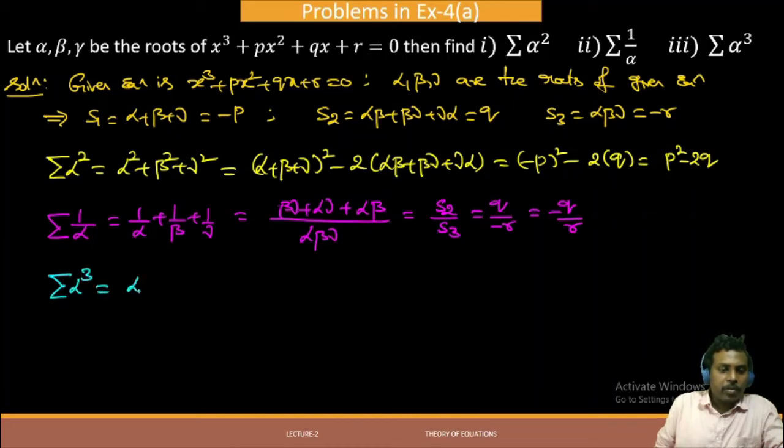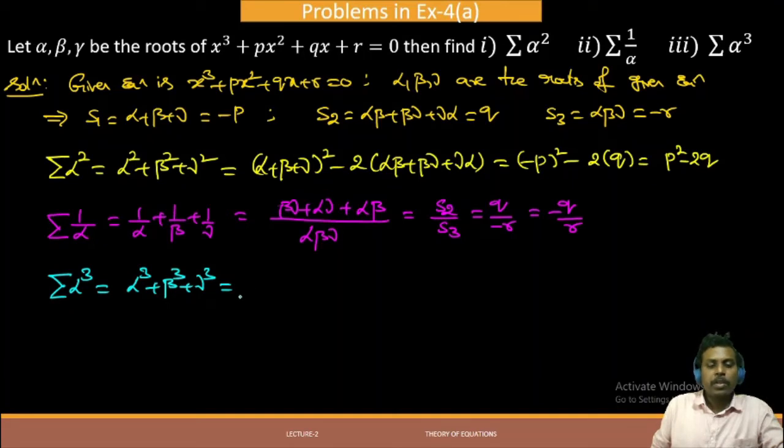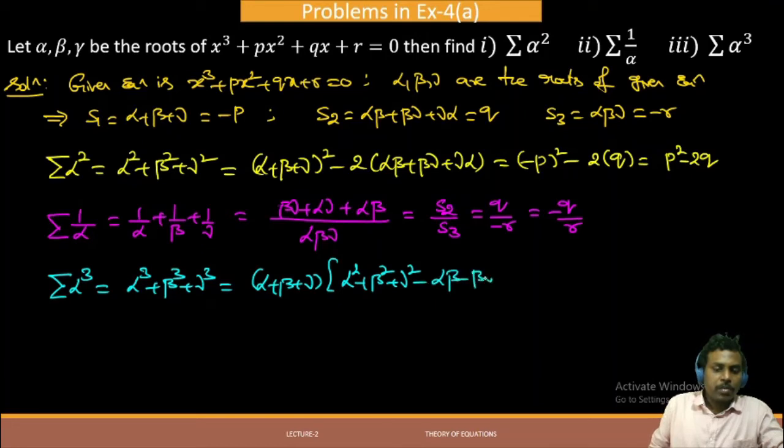Now let us find out the next quantity, namely summation alpha cube. Actually summation alpha cube is what? Alpha cube plus beta cube plus gamma cube is equal to, we know this quantity, we have proved the algebraic identity: a cube plus b cube plus c cube is equal to a plus b plus c, that is alpha plus beta plus gamma, into alpha square plus beta square plus gamma square minus alpha beta minus beta gamma minus gamma into alpha, plus 3 into alpha beta gamma.